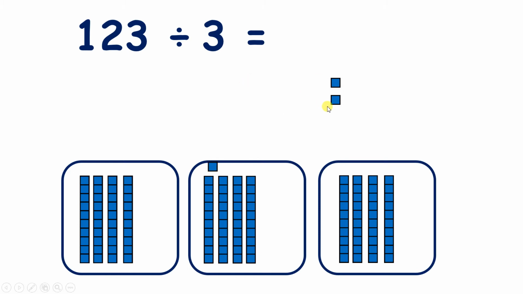So if we now share out our units, we've divided 123 into 3 groups, and we have 4 tens and 1 unit in each group. So 123 divided by 3 equals 41.